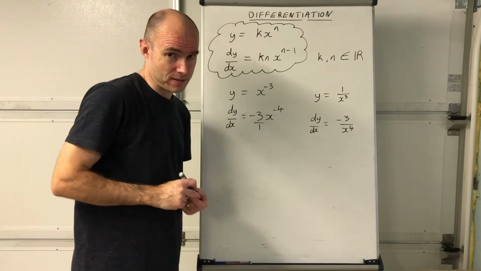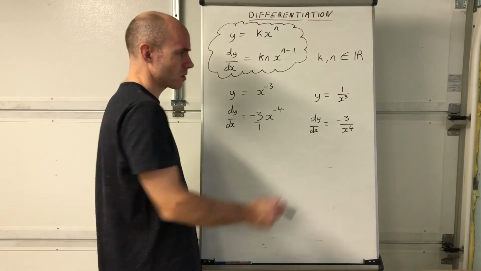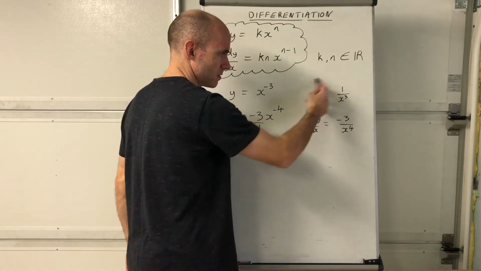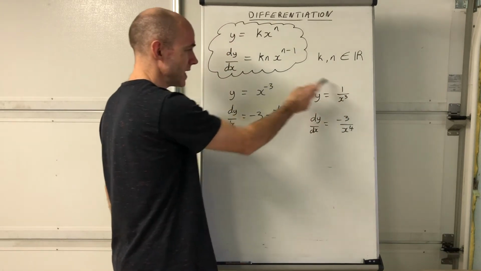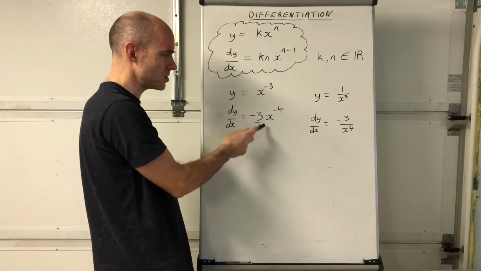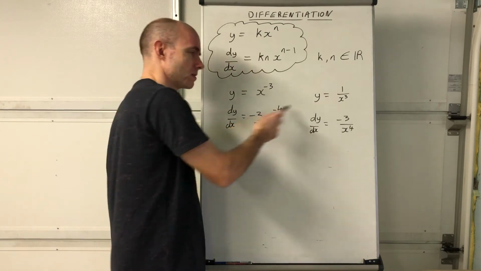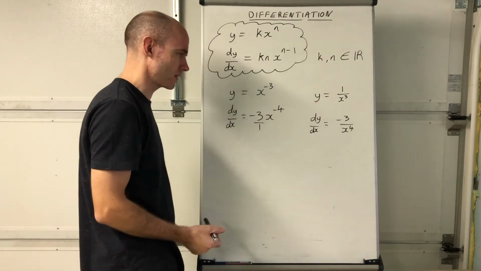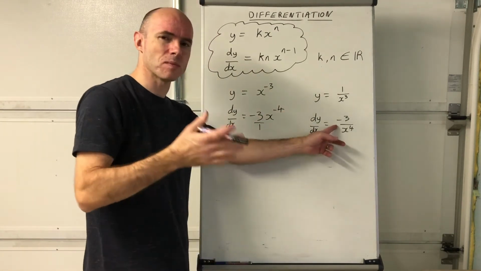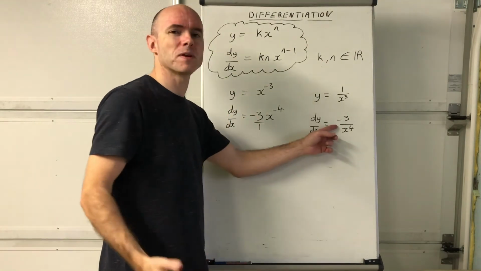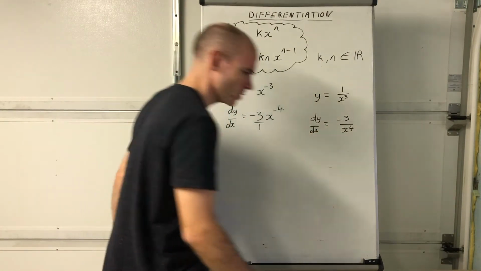Maybe the question you're given is written like this, in which case your method is to write in index form first, differentiate, and if appropriate, write your answer like that. This might be easier if you have to do something else with it, like if you have to set up an equation involving dy dx, or something like that.